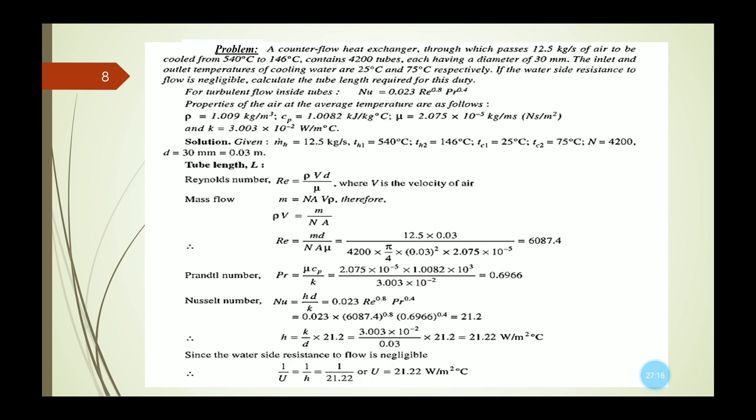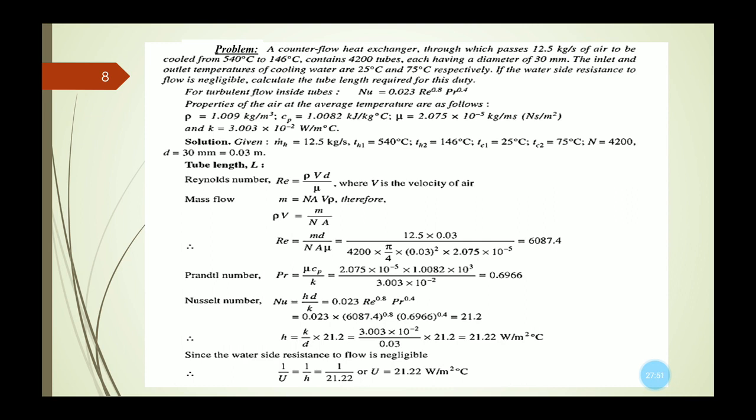Now the value of m, that is the mass flow rate of the hot fluid, is given in this numerical. D is the diameter of the tube, which is given. N is the number of tubes, which is also given as 4200. Area we can calculate for these tubes, and the dynamic viscosity mu is also given here. So the value of the Reynolds number we are getting here is 6087.4.